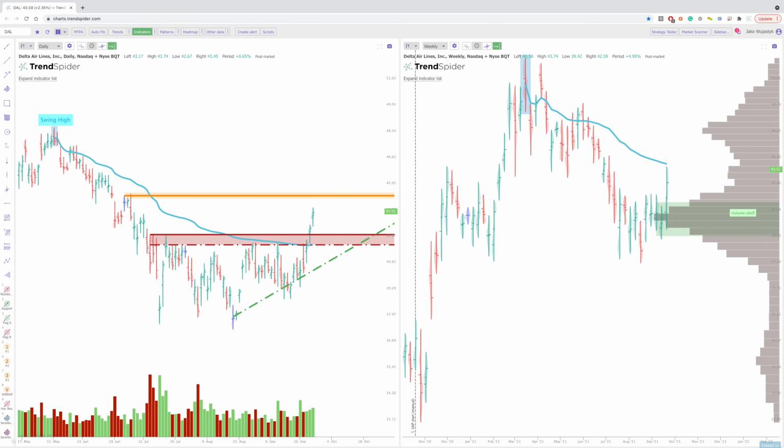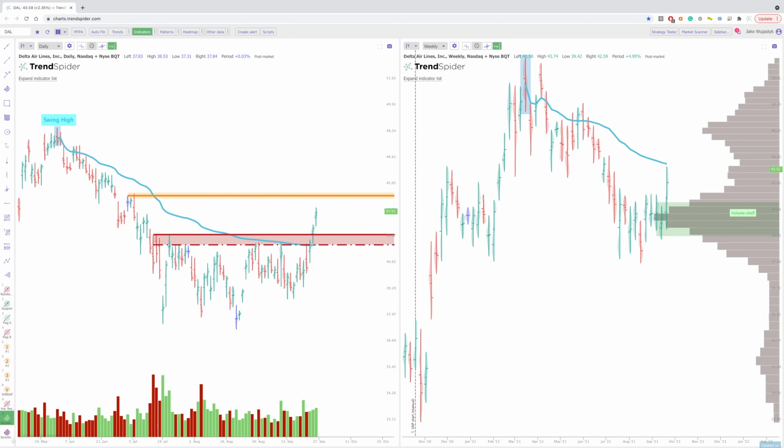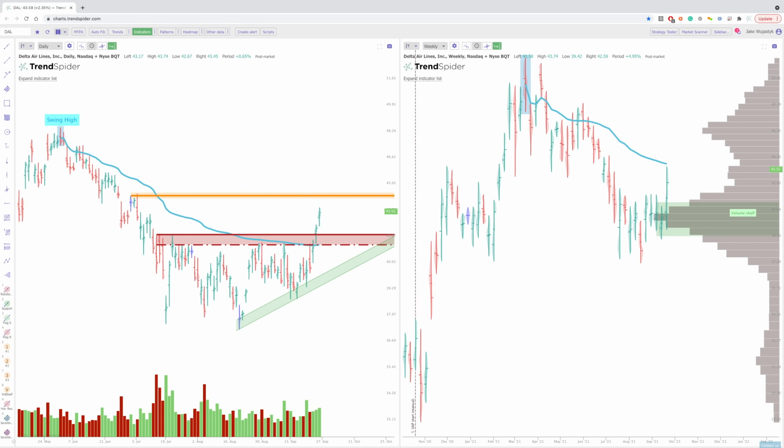Now, all I need to do is click here, make my zone, and now we can make that so much easier. And we don't have to make two trend lines. It's just one single trend line.